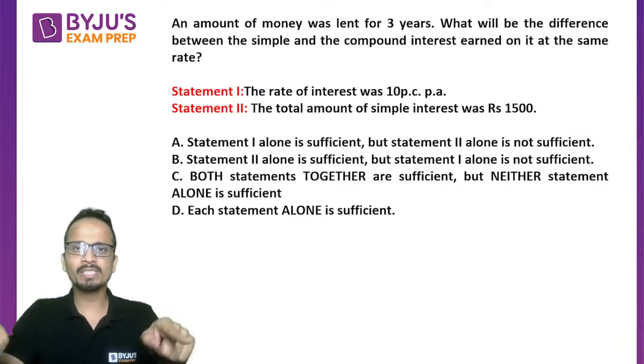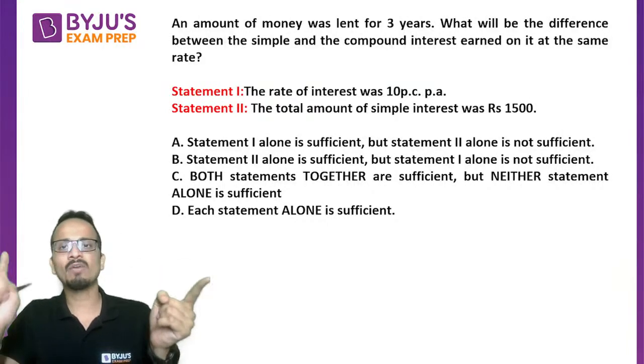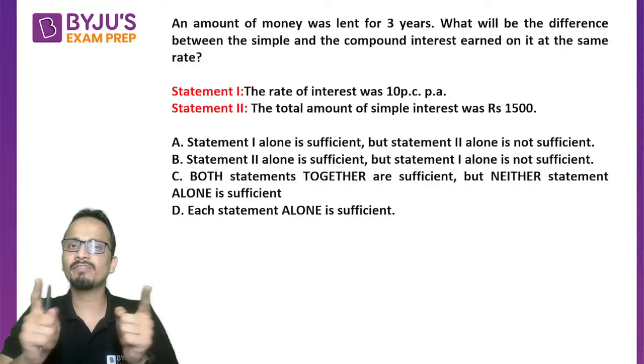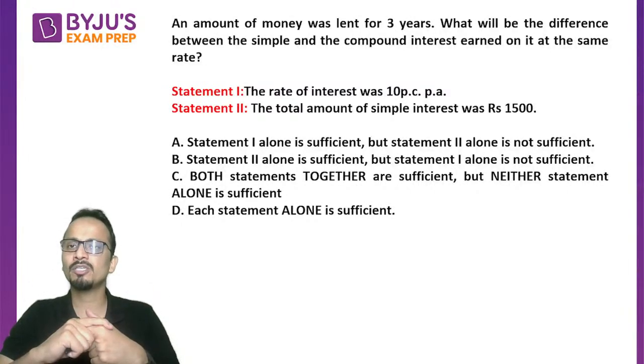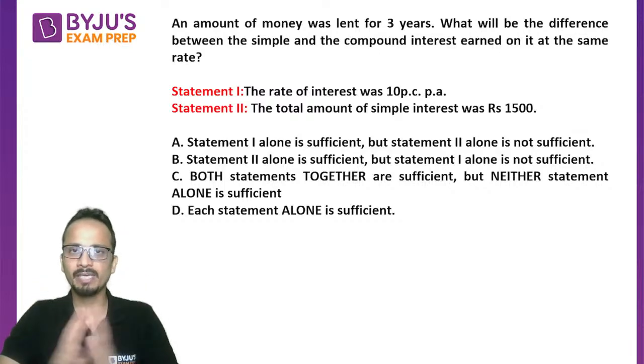Now we'll take two cases. One is simple interest and one is compound interest. So we have to find the difference between simple and compound interest earned on it at the same rate. So in both cases, the rate of interest is the same. It is lent for 3 years. Now we have to find the difference between simple and compound interest.